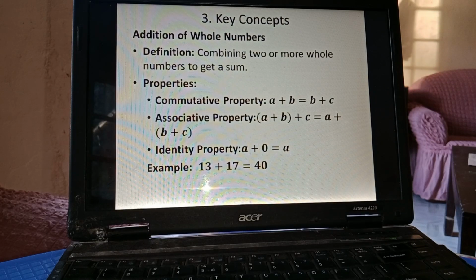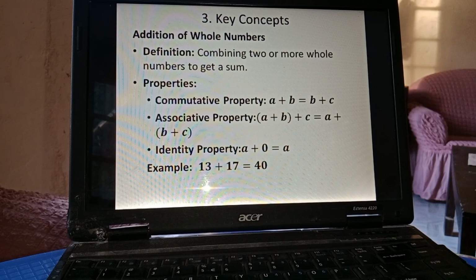All right? Properties: because in mathematics, you don't operate without rules. There are rules, and these rules are the ones which make students have nightmares in mathematics if they don't master them. So please welcome to the properties you should consider when you do the addition of whole numbers.